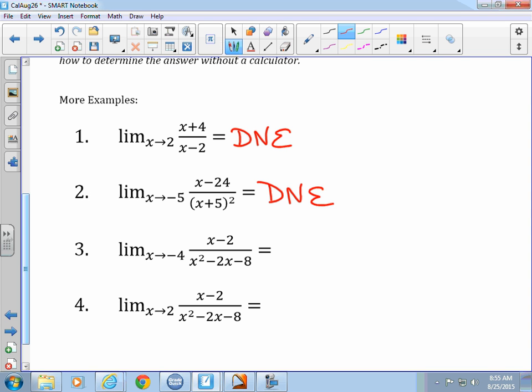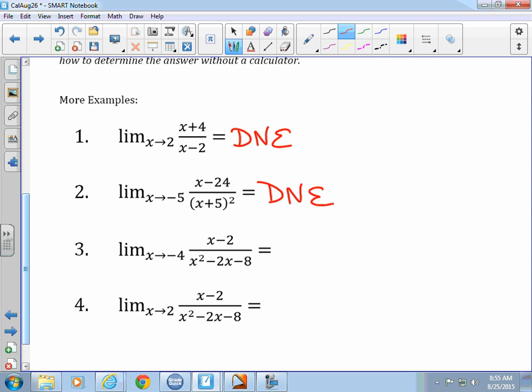We did some earlier where the answer to the limit was 0. That happens when the numerator is 0. And then does not exist happens when the denominator is 0, but the numerator is a number. Remember, what do we do if we get 0 over 0? It's a hole, and I've got more work to do. So those are 3 cases, I think.